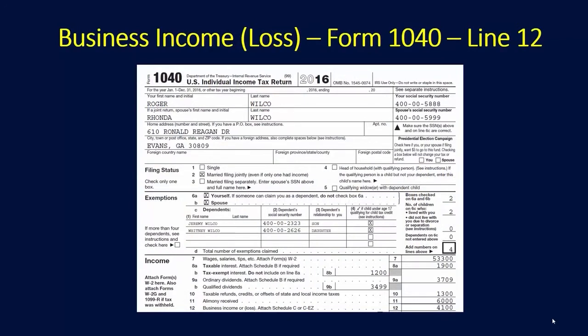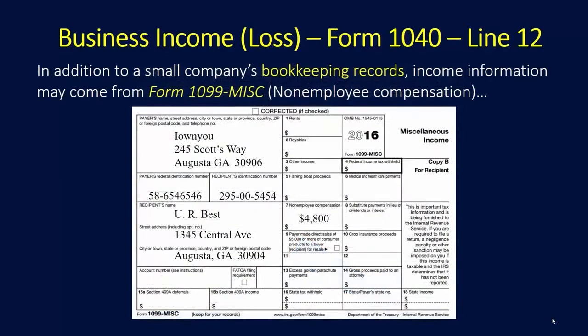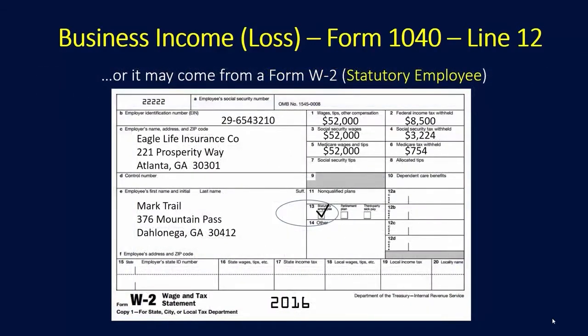Business income, Schedule C income, is reported on Form 1040, line 12. In addition to a small company's bookkeeping records, income information can also come from a Form 1099-MISC, or what's called non-employee compensation. Or it may come from a Form W-2 if you're considered a statutory employee. Most often Box 13 on the W-2 will be checked if you are a statutory employee.